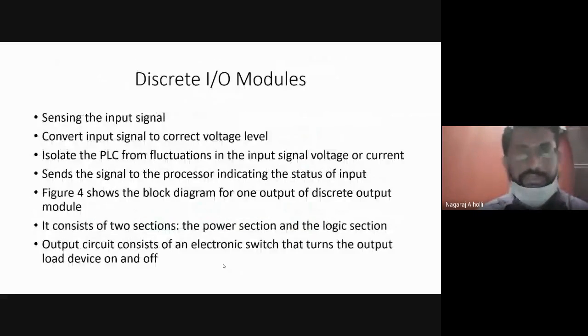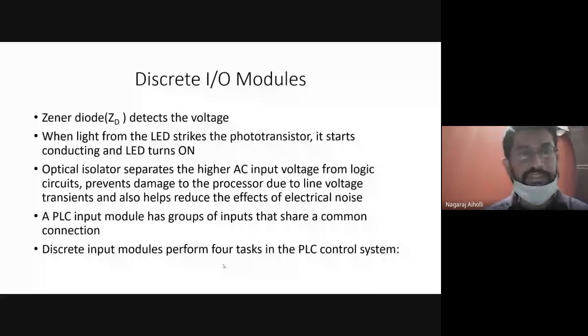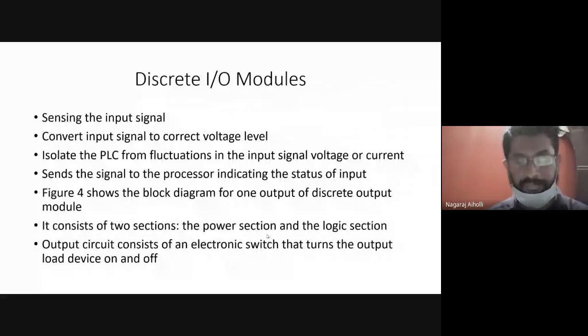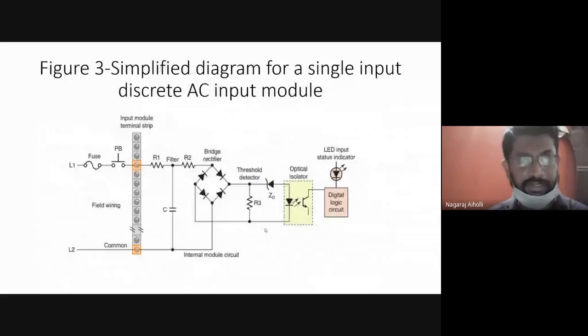The 4 functions of the discrete input modules, which we just discussed, are as follows. First function: it senses the input signal. It is a sensor here. Whatever the line voltage or input signal is applied, that is sensed by this fuse, the push button and the input module section.